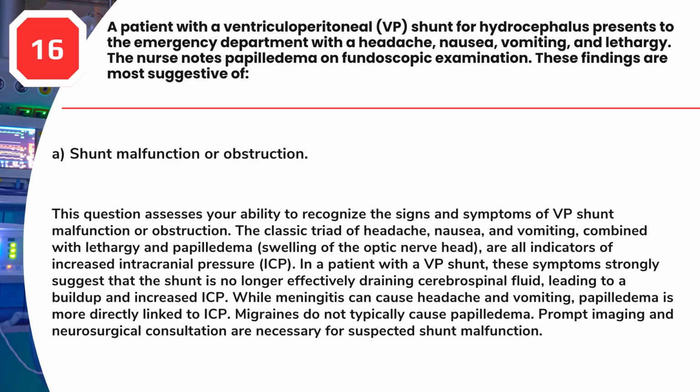In a patient with a VP shunt, these symptoms strongly suggest that the shunt is no longer effectively draining cerebrospinal fluid, leading to a buildup and increased ICP. While meningitis can cause headache and vomiting, papilledema is more directly linked to ICP. Migraines do not typically cause papilledema. Prompt imaging and neurosurgical consultation are necessary for suspected shunt malfunction.